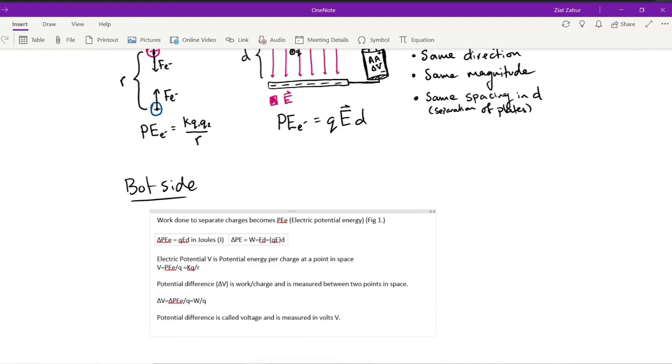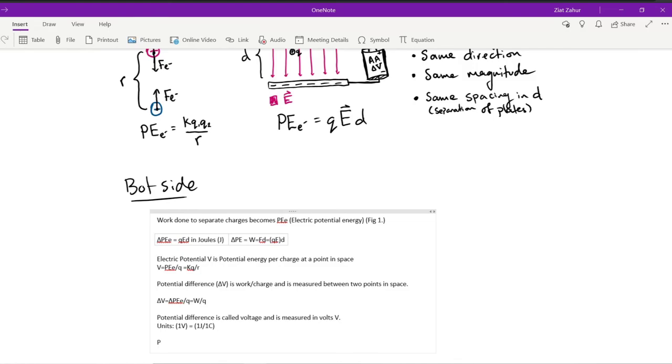Okay. And one thing to remember is that 1 volt is equal to 1 joule per coulomb. So these are units. I'll put them in parentheses. 1 volt is 1 joule per 1 coulomb, or 1 joule per coulomb.